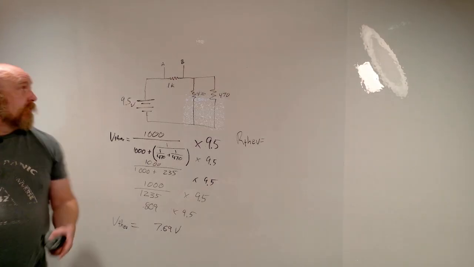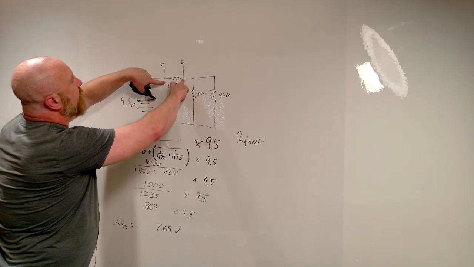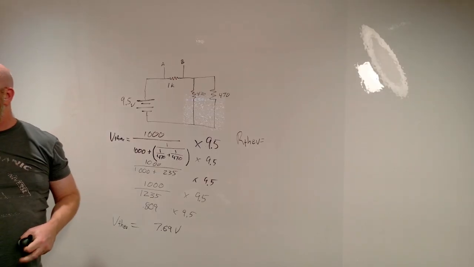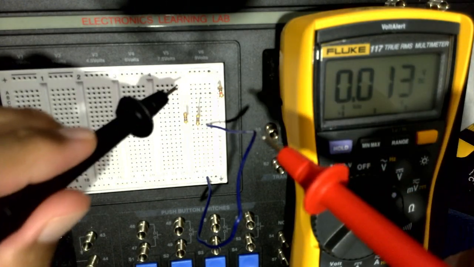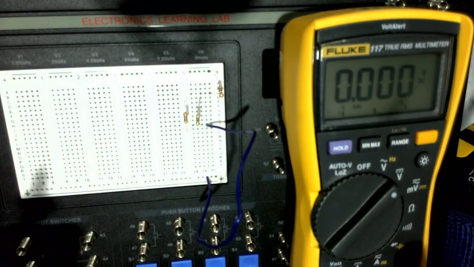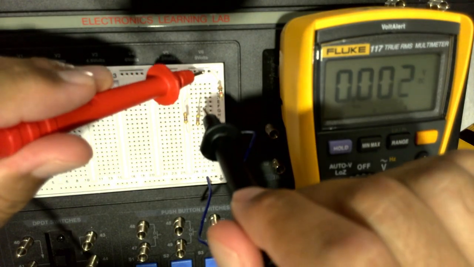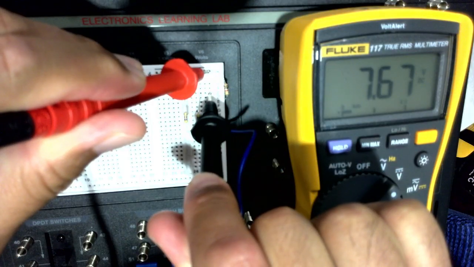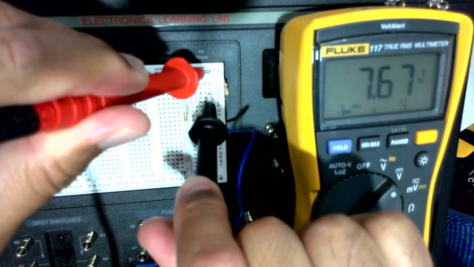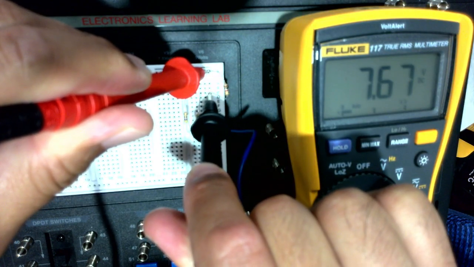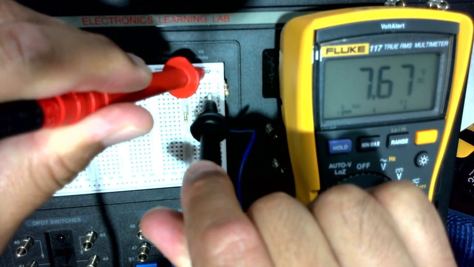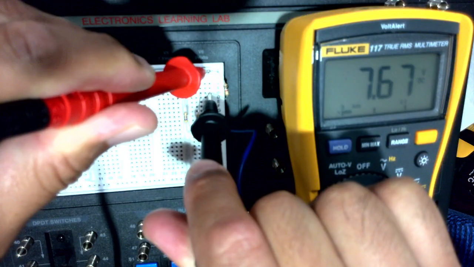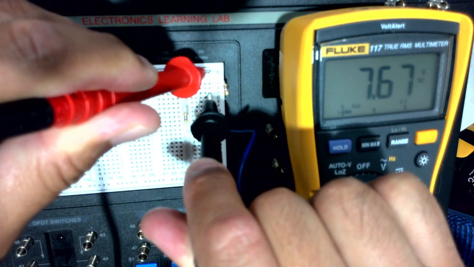So now we know what we should read when we touch our voltmeter here and here. So I'm going to have Carlos switch the scene up so that you can see him actually take this measurement here. He's got his voltmeter set to volt DC. He's going to touch the two ends of that series resistor. And as we can see there, it's reading 7.67 volts. That's well within 0.05. Oh, yes. So yeah, we're good there.